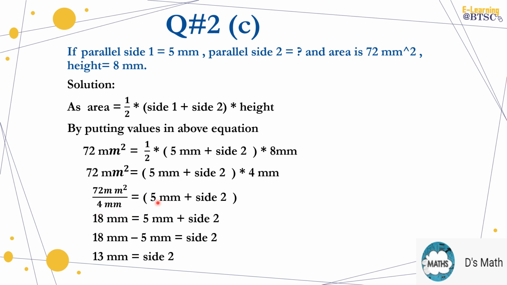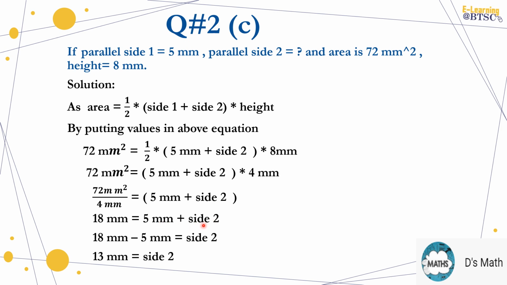That will be equals to 5 millimeter plus side 2 as it is. Now when I divide 72 with 4, I have the answer 18, and when I cancel millimeter square with millimeter, the answer will be millimeter in the numerator. That will be equals to 5 millimeter plus side 2.